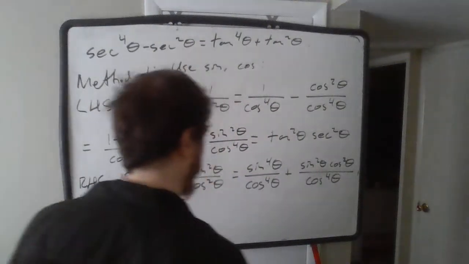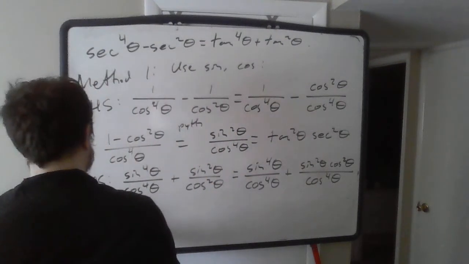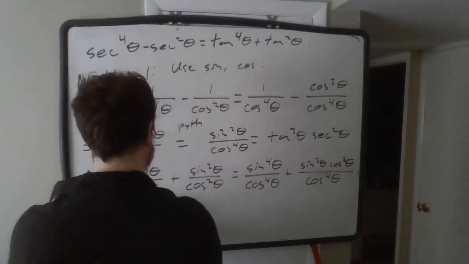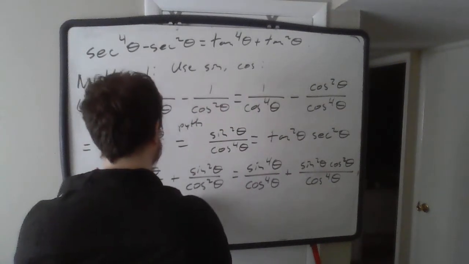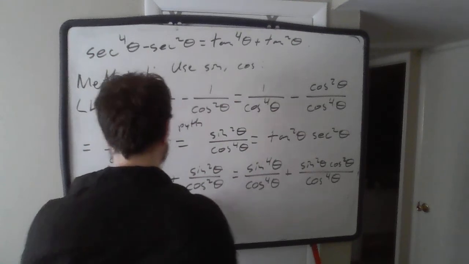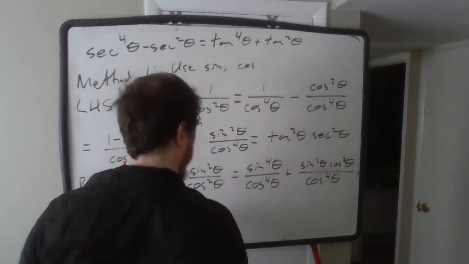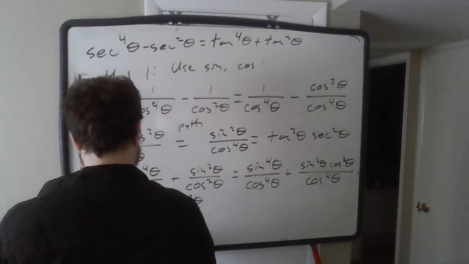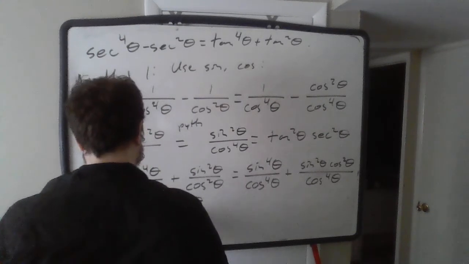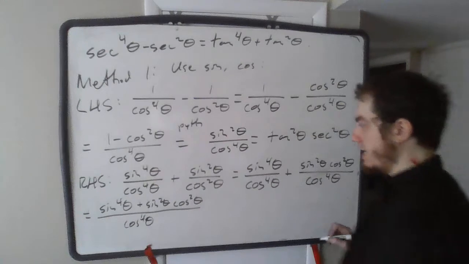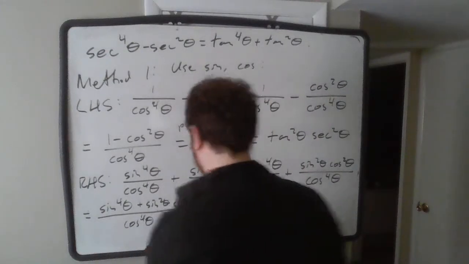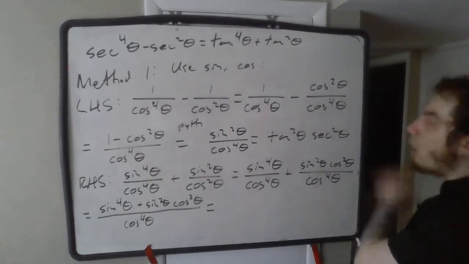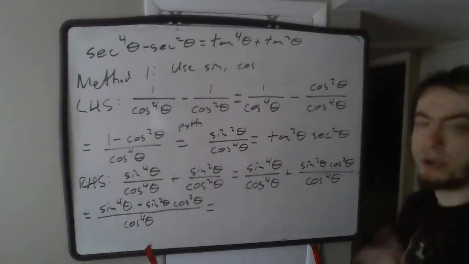This becomes sine to the fourth theta plus sine squared theta cosine squared theta, all divided by cosine to the fourth theta. And now, magical things are about to happen for us. I know that this looks like an awful mess, but it turns out to be pretty good.